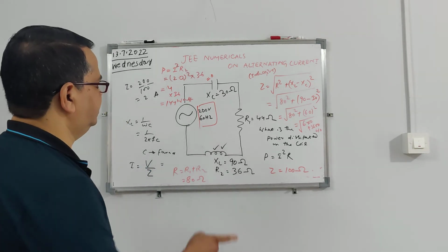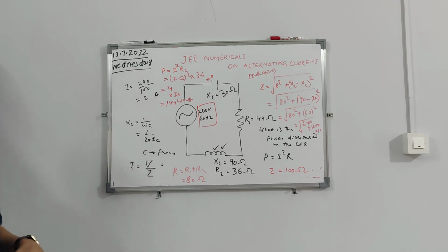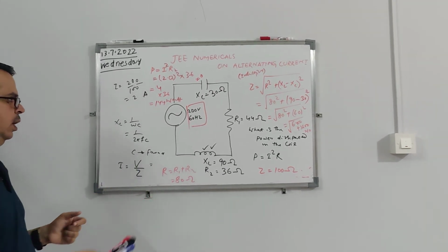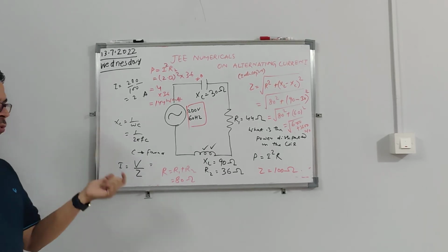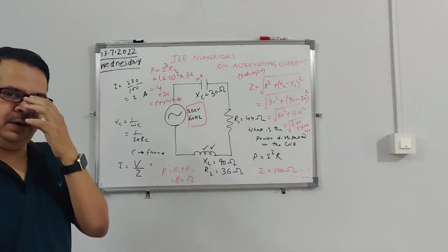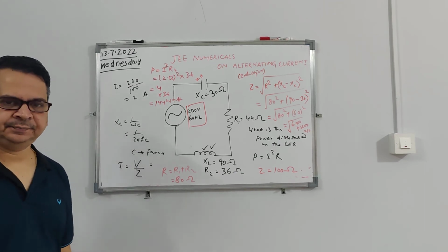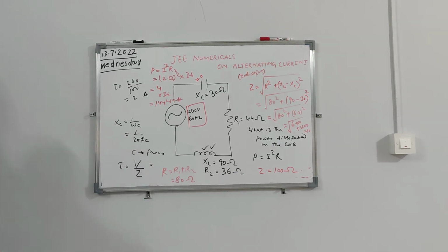So this is another interesting numerical consisting of RLC and LRC. You know how to find out the current, and knowing the current, how to find out the power dissipated by the coil. So let us try to solve one more numerical on alternating current.